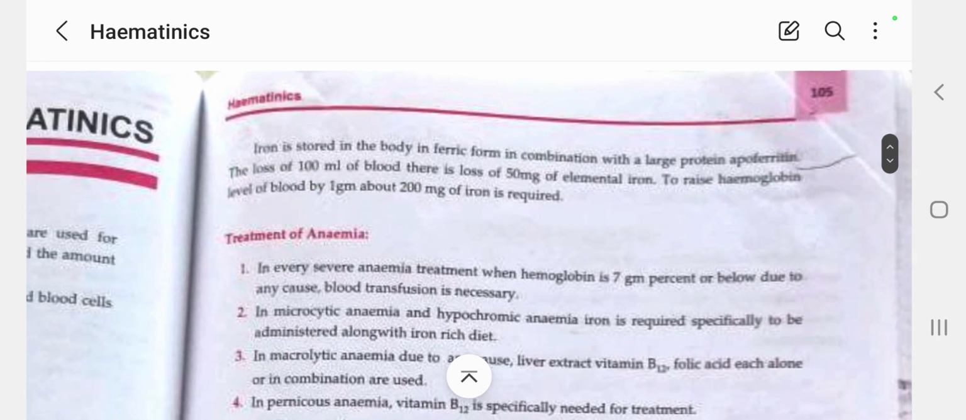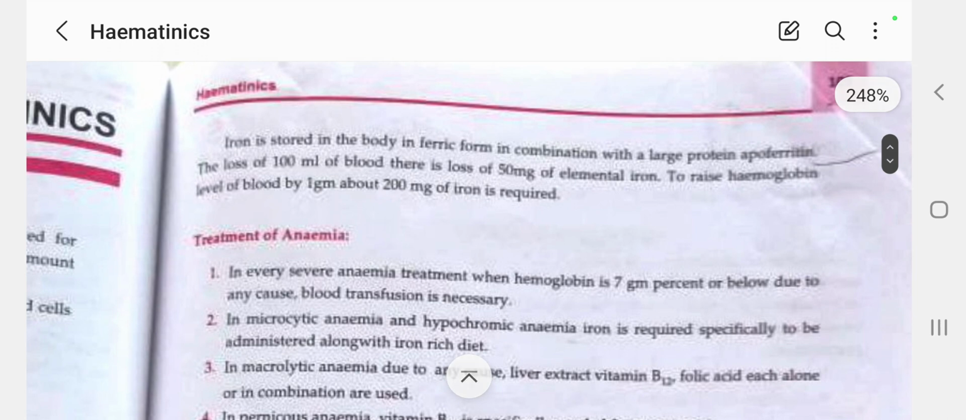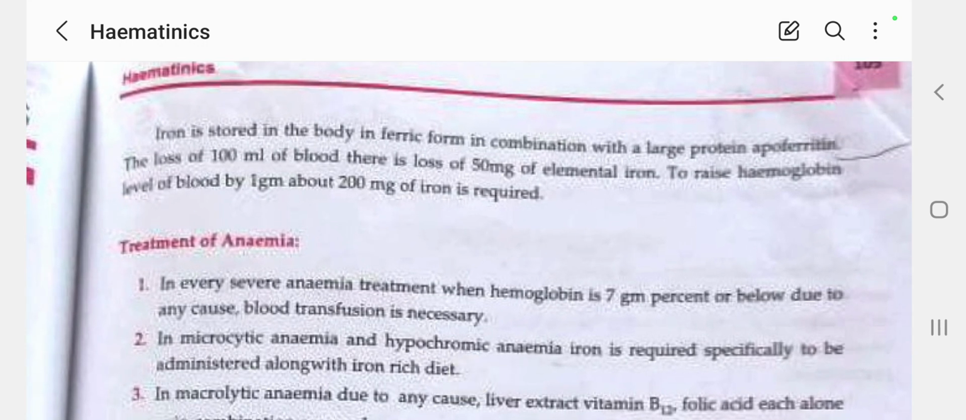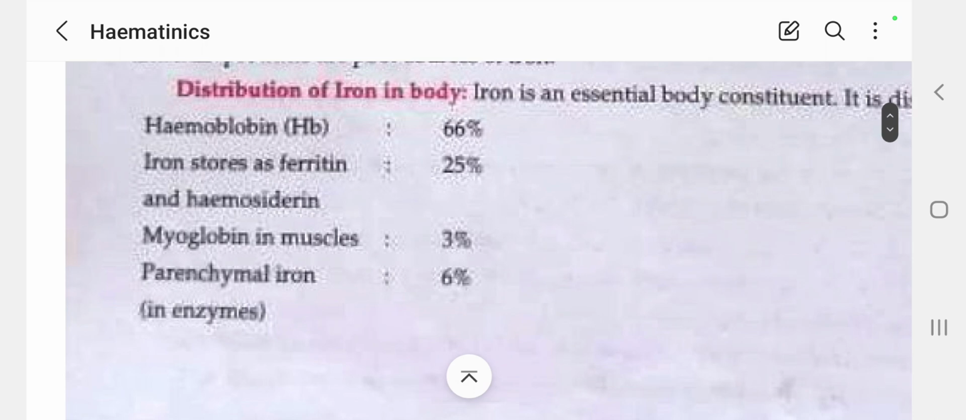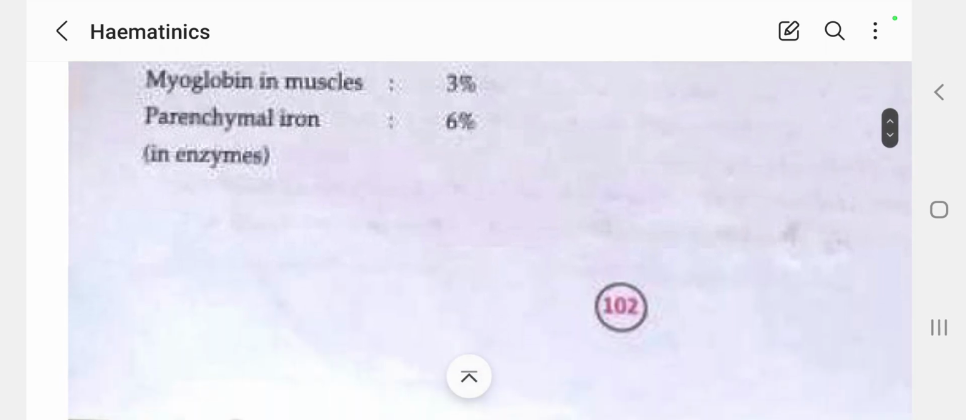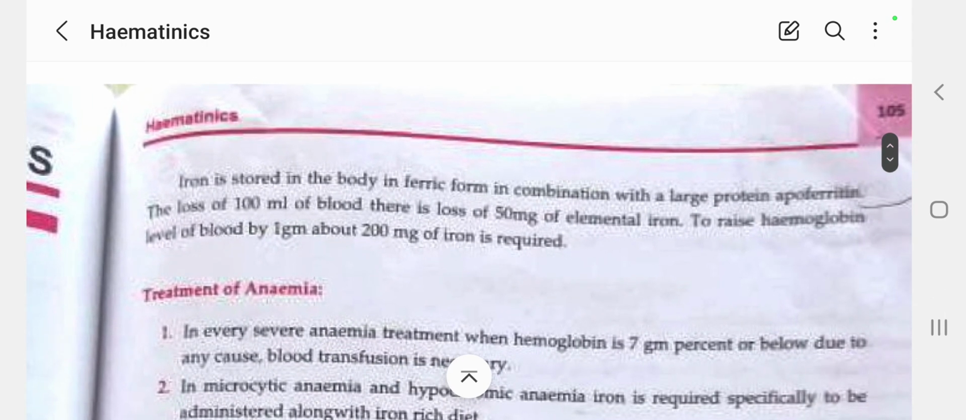Next we will see how iron is stored in our body. Iron is stored in the body in ferric form in combination with a large protein known as apoferritin. I already told you that iron is distributed in our body mostly in the form of hemoglobin, 66%, and also in the form of ferritin, 25%, and hemosiderin. In muscle, iron is stored in the form of myoglobin, 3%, and parenchymal iron 6% in enzymes. So iron is stored in our body in the ferric form.